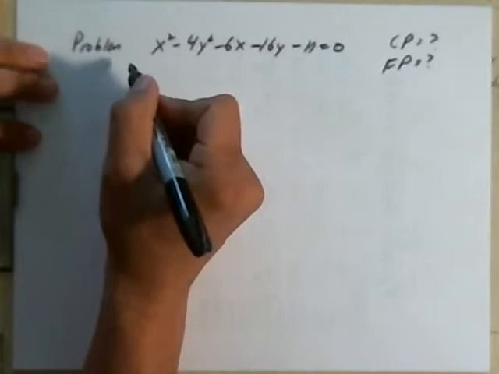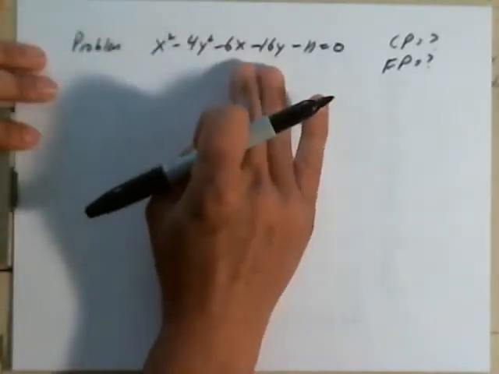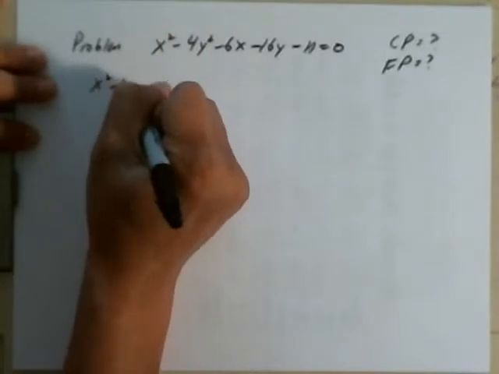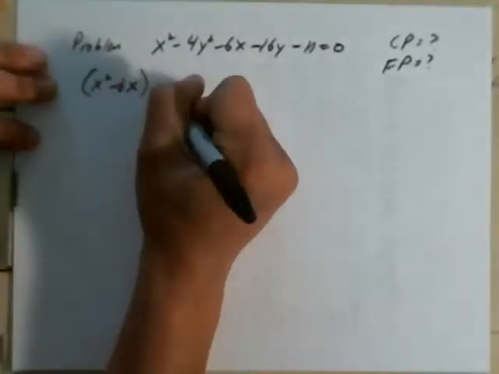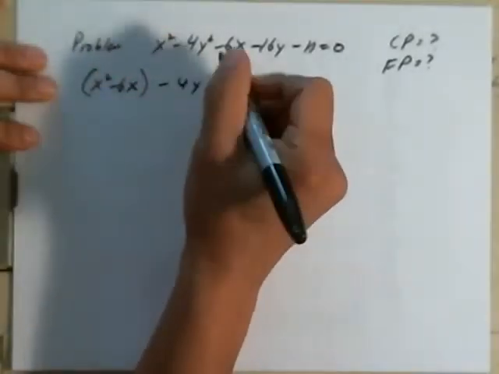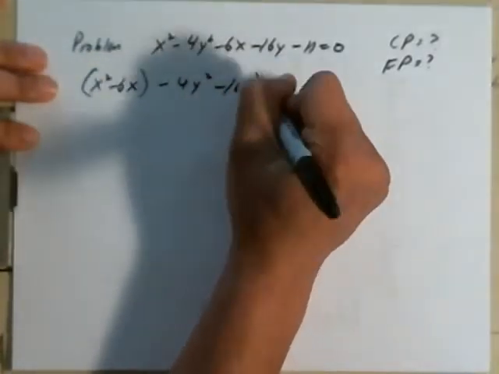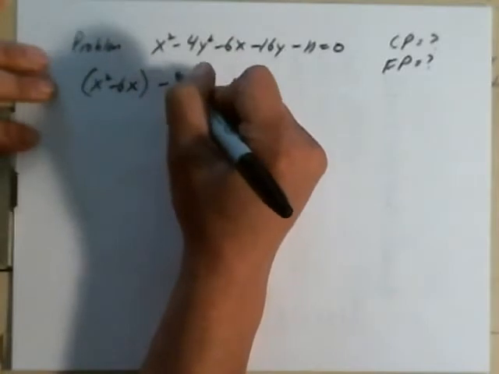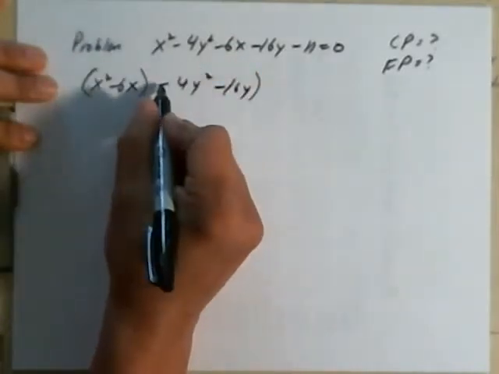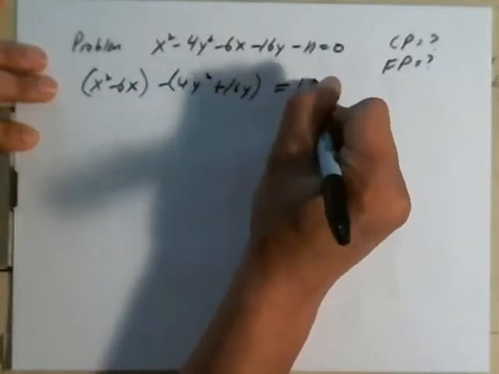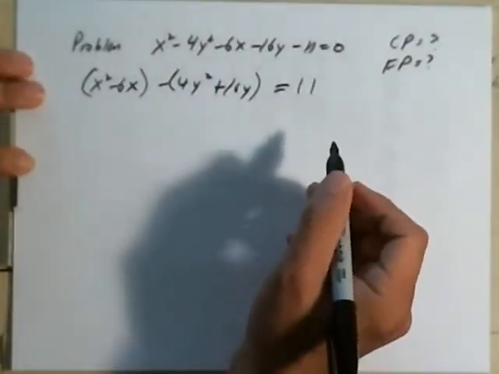So here's how we do this. You group the x's and the y's, and you move the constant to the right-hand side. So x squared minus 6x minus 4y squared minus 16y. Group them. I'm going to factor out a negative, so it becomes plus right there. Equals 11, because I moved the 11 constant to the other side.